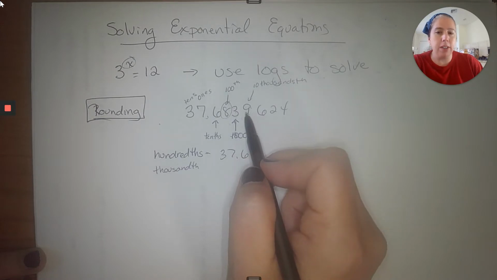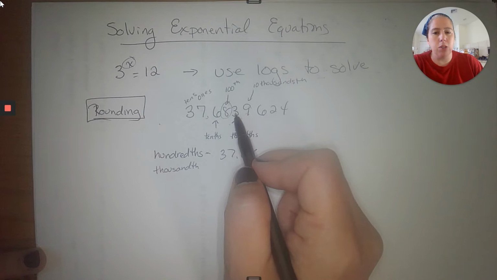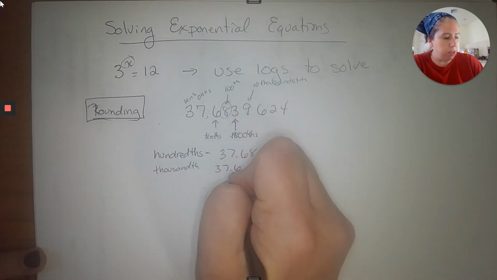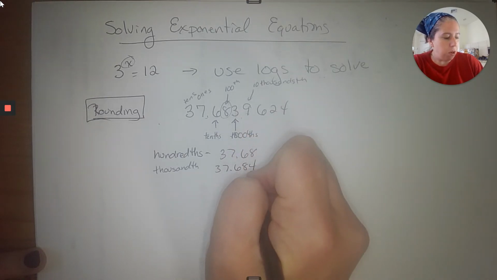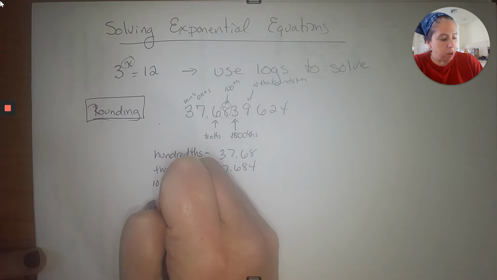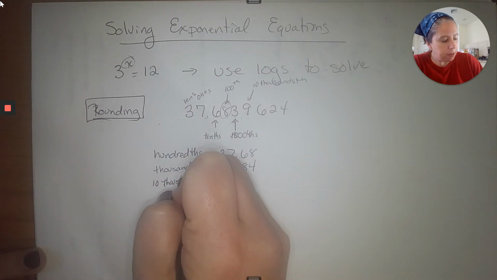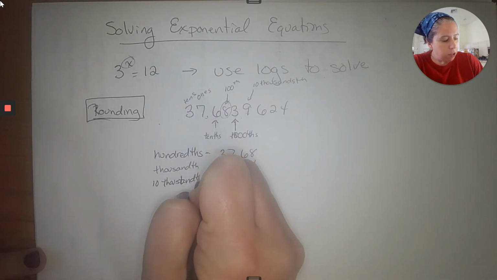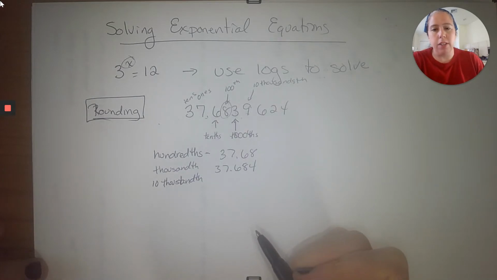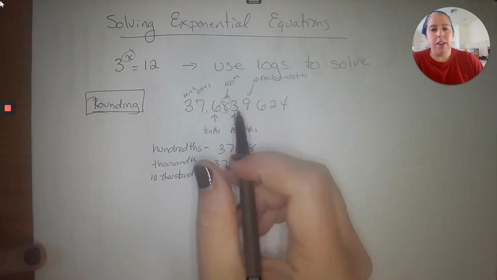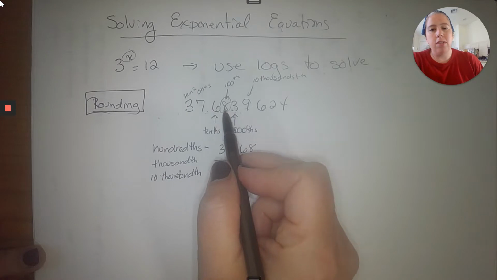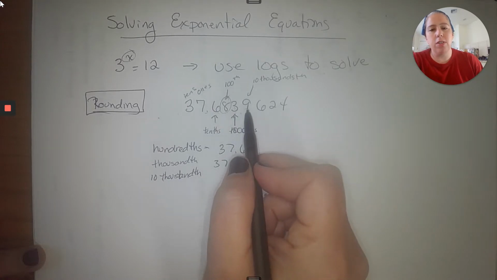So that means the 3, right? So we're going to jump back to the 9. This is higher than 5, so we're going to jump this up. So this would be 37.684. Now, if I ask you to go to the ten-thousandths, totally spelling thousands wrong, but you guys get the idea. So tenths, hundredths, thousandths, ten-thousandths, right?